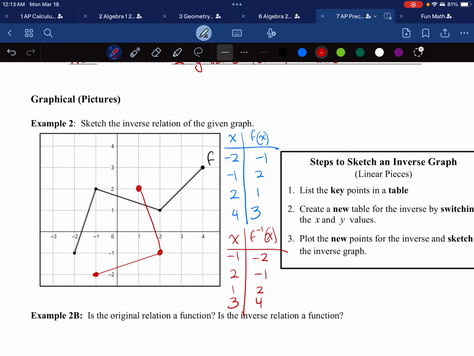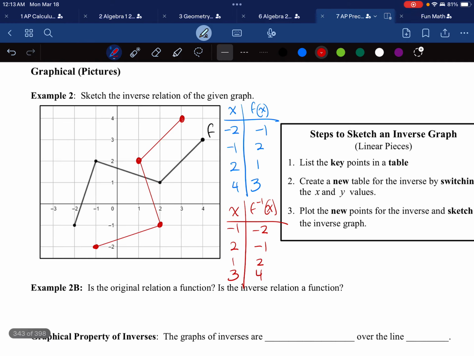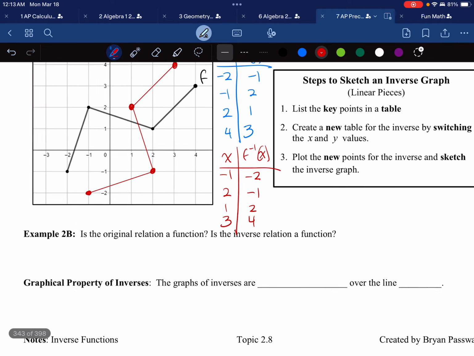These 2 points should be connected. And finally 3, 4. 3, 4 is up here. These points should be connected. Excellent. All right, so that's the general idea behind sketching inverse functions from a graph.